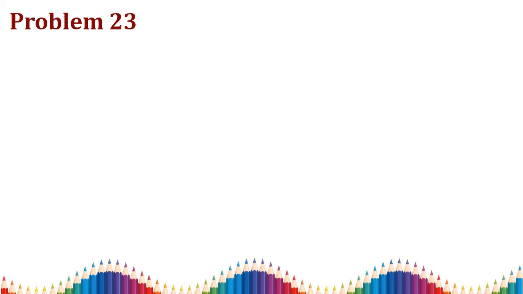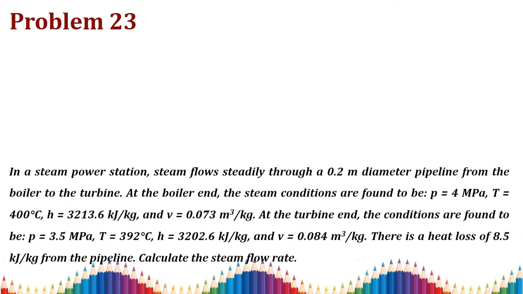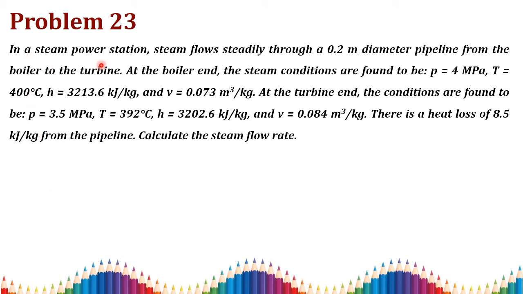So with this we move on to problem number 23. In a steam power station, the steam flows steadily through a 0.2 meter diameter pipeline. So we have to read the question very carefully. In a steam power station the steam flows steadily through a 0.2 meter diameter pipeline. The steam is flowing through a pipe whose diameter is 0.2 meter from the boiler to the turbine.